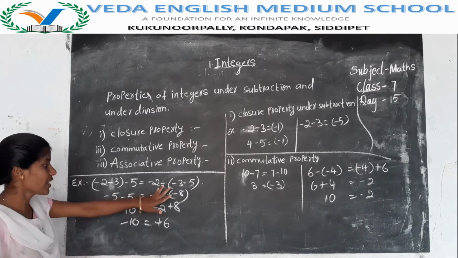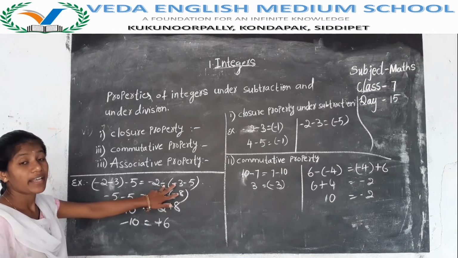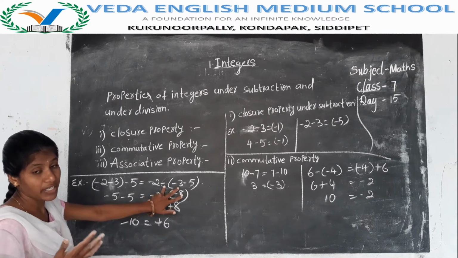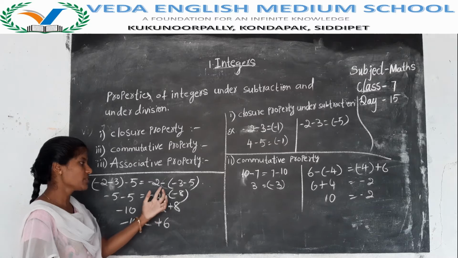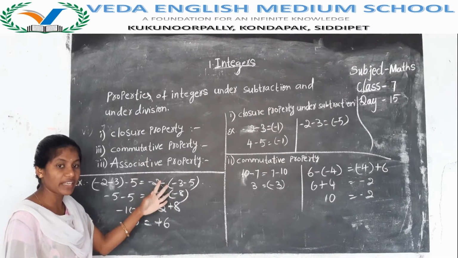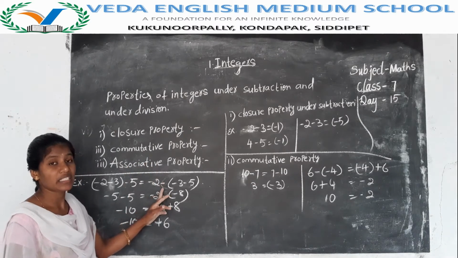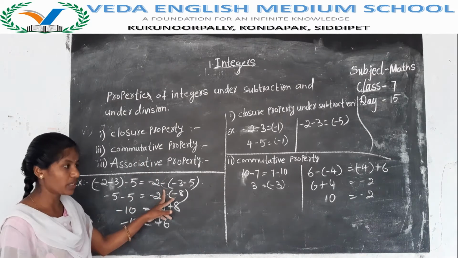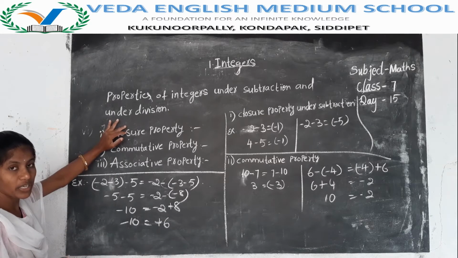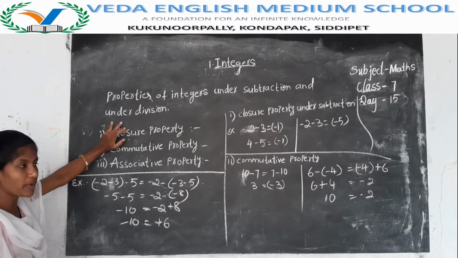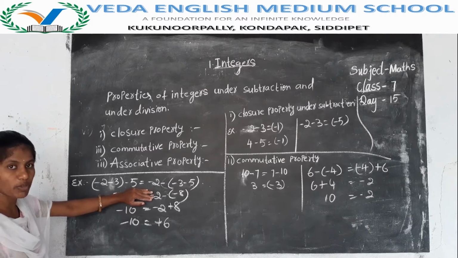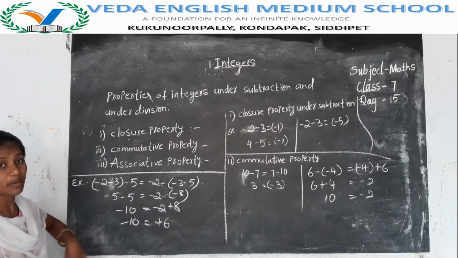Then madam, why have you taken minus again here? We are learning associative property under addition. Under addition, if we say associative property under multiplication, we keep the multiplication symbol. If it is addition, we keep the addition symbol. Here we are learning associative property under subtraction, so we have to write the minus symbol. So here you have to remember that under subtraction only closure property is possible. Commutative property and associative property are not possible for integers under subtraction.